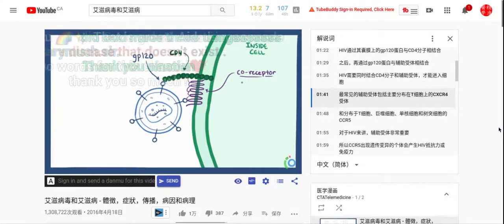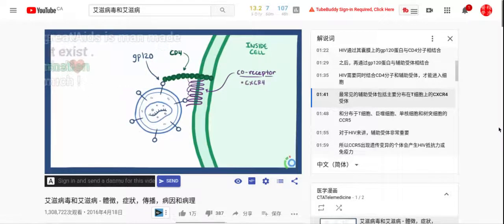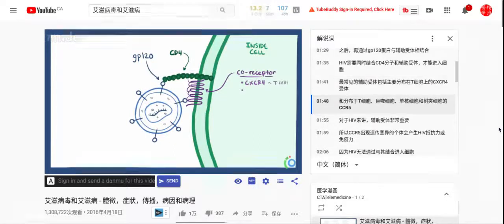The most common co-receptors that HIV uses are the CXCR4 co-receptor, which is found mainly on T cells, or the CCR5 co-receptor, which is found on T cells, macrophages, monocytes, and dendritic cells.